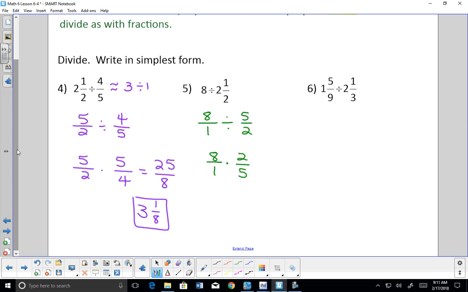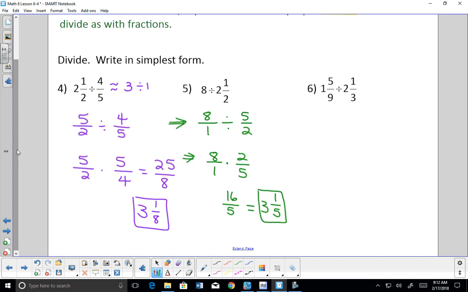I showed this step here, I showed this separate step here, and now I can multiply. 8 times 2 is 16, 5 times 1 is 5. 5 goes into 16 3 times, with 1/5 left over. So 3 and 1/5.